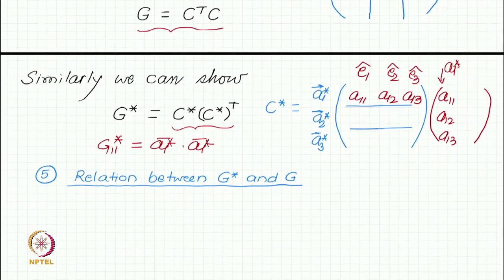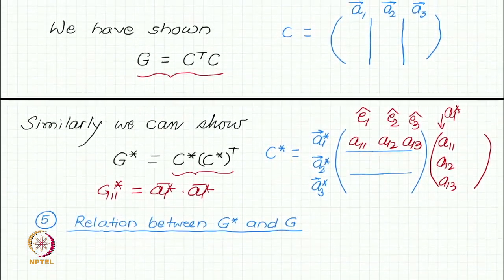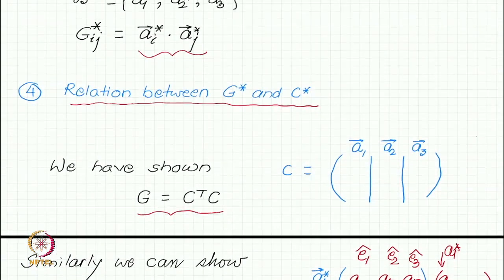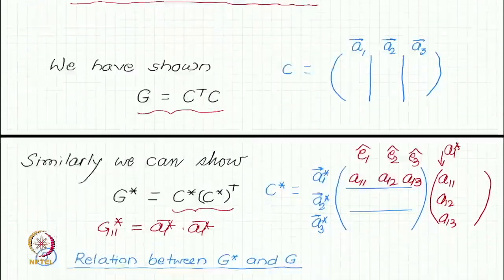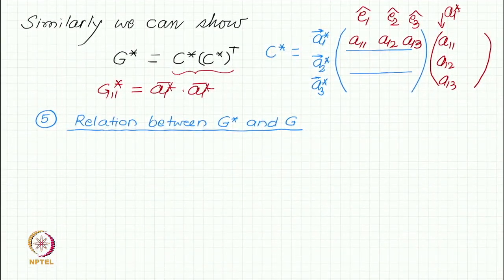Okay. Now, we can establish the relation between G star and G. So, let us try to establish that relation. You are almost done, you can see with these relations. All you have to do is a little algebra. So, G star is C star, transpose.